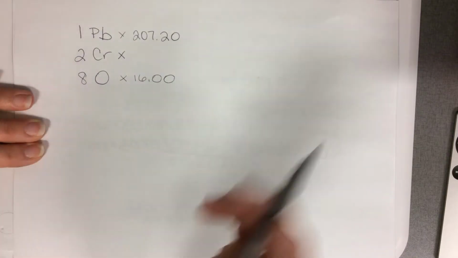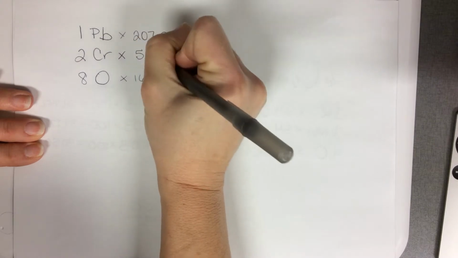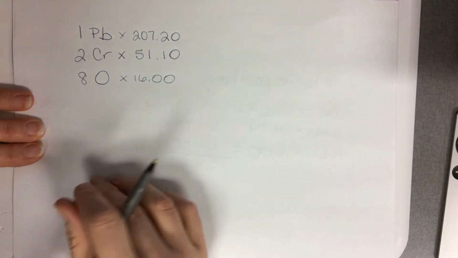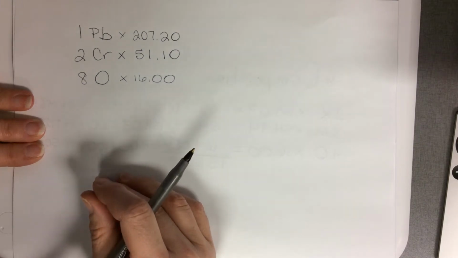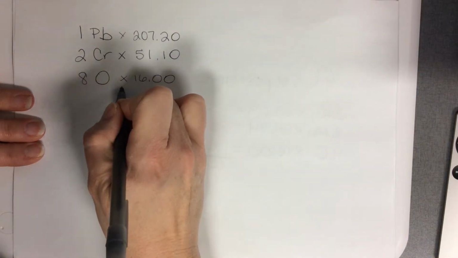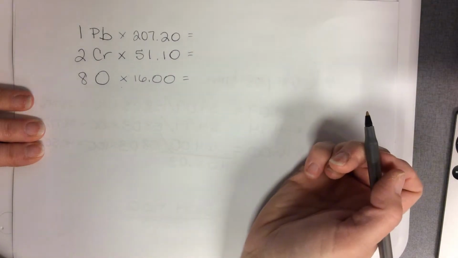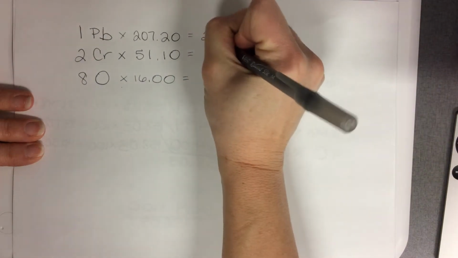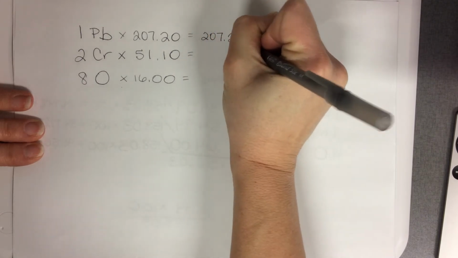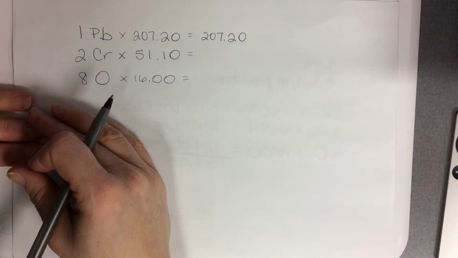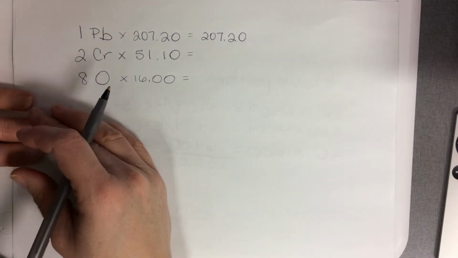What do you got? 51.10. Is that what everyone else has for chromium? All right. What are we going to do? Multiply these. I got 1 lead, so 207.20. What do I get when I take 2 times 51.10? I get 102.20. Yeah.